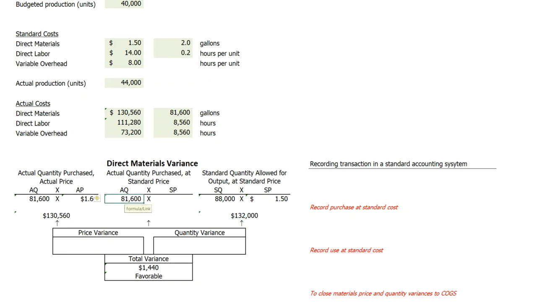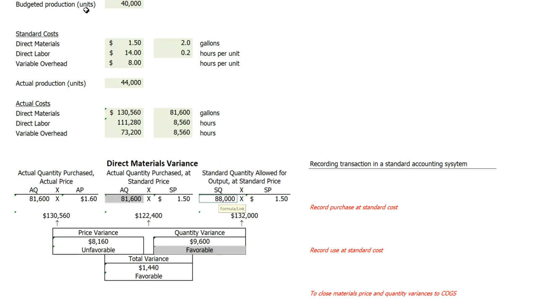Filling in our center column, 81,600 gallons at a standard price of $1.50, we would have expected to have paid $122,400 for that many gallons. Our price variance then is $8,160, and of course it's unfavorable because the actual price we paid was higher than our standard price. The quantity variance is $9,600, and of course it is favorable because we used fewer gallons, 81,600, than the 88,000 we would have expected.